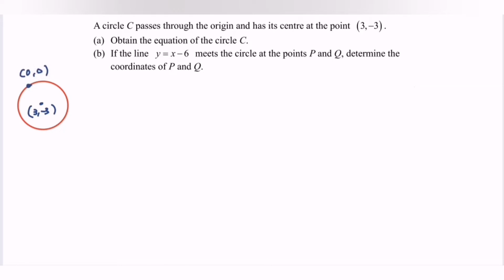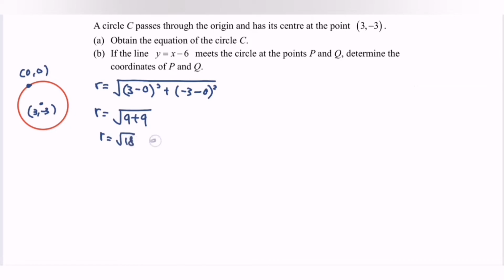So A, obtain the equation of the circle. As we all know, in order to obtain the equation of the circle, we need two elements. Number one would be the center, and number two, we must have the radius. So kindly find the radius. R is equal to the square root of (3 minus 0) squared plus (-3 minus 0) squared. So R will be equal to the square root of 9 plus 9. So R is equal to the square root of 18, or we can express it as 3 multiplied by the square root of 2 after we simplify.